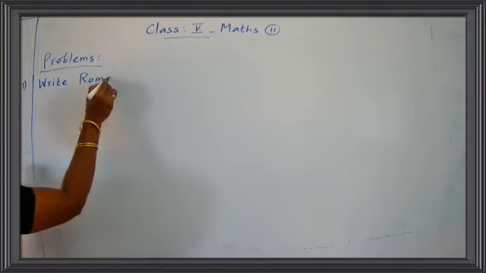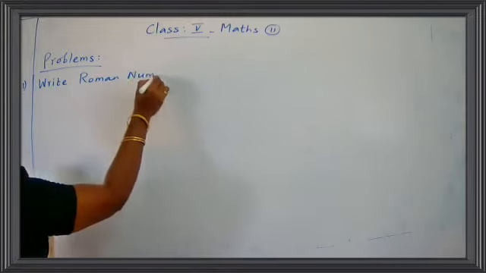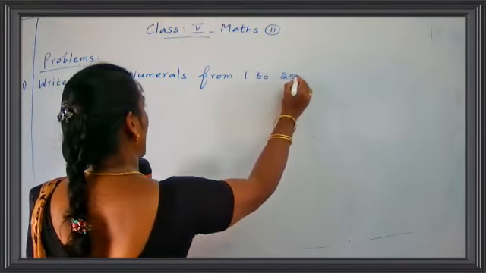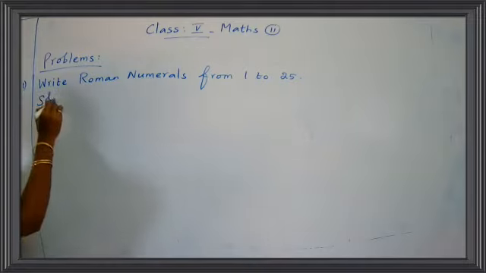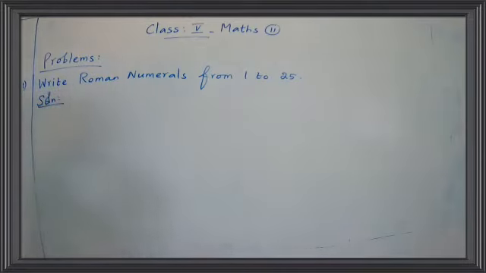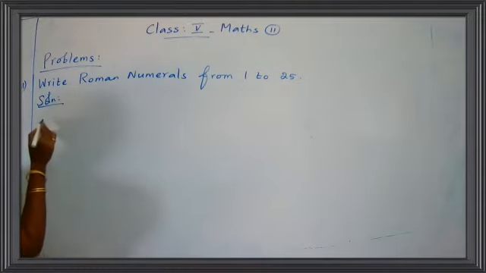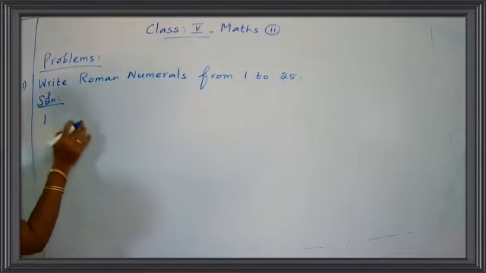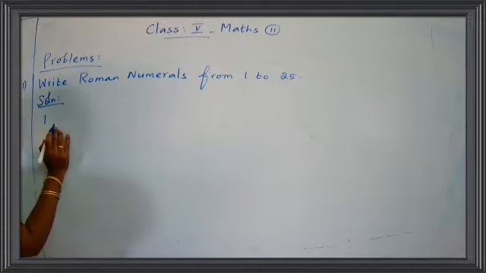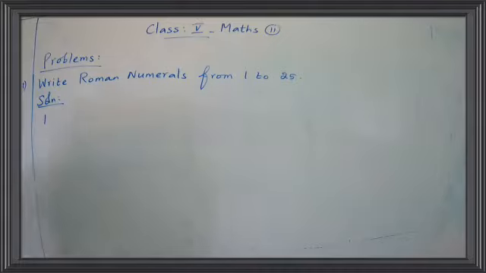Write Roman numerals from 1 to 25. Okay, all of you listen. Write Roman numerals from 1 to 25. Okay, children, now let us start. First number 1. How will you write 1 in Roman numerals? I. Yes, I stands for 1 only.